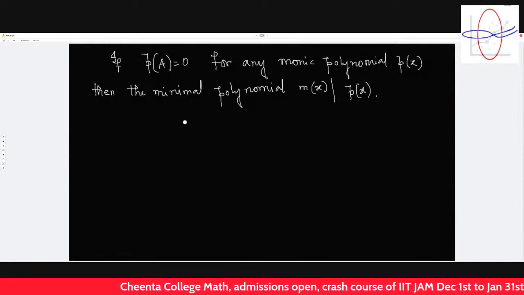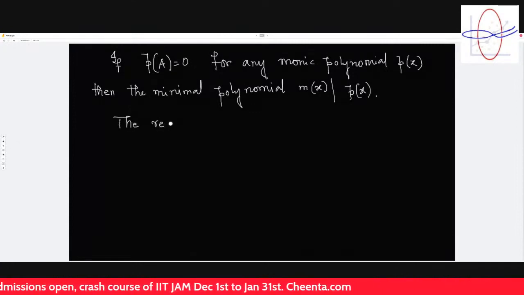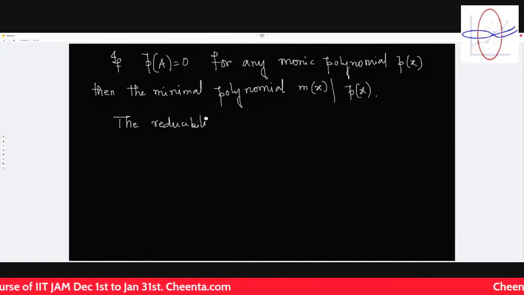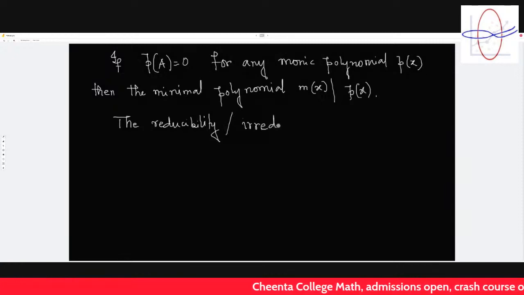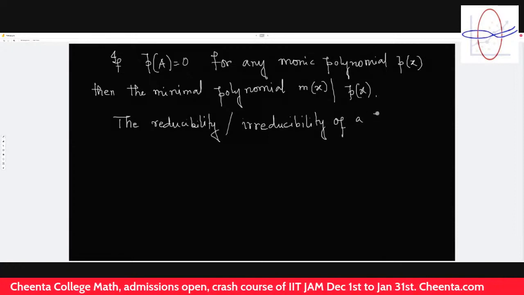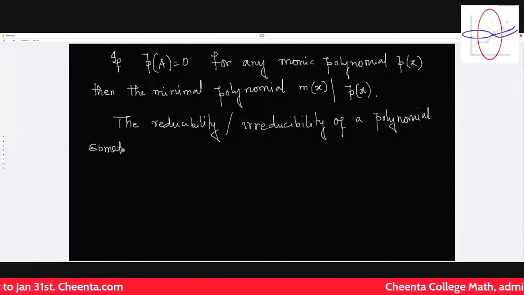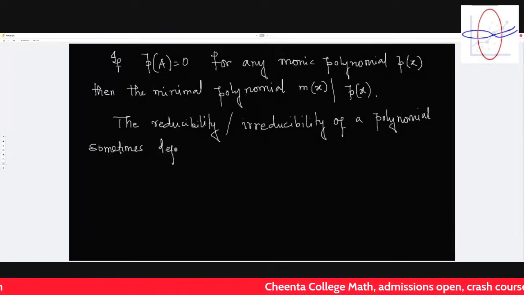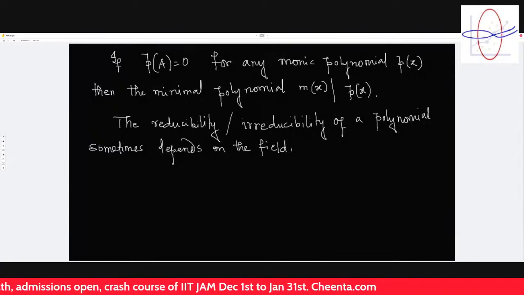And another thing is that the reducibility and or irreducibility of a polynomial sometimes depends on the field. So why do I say that?